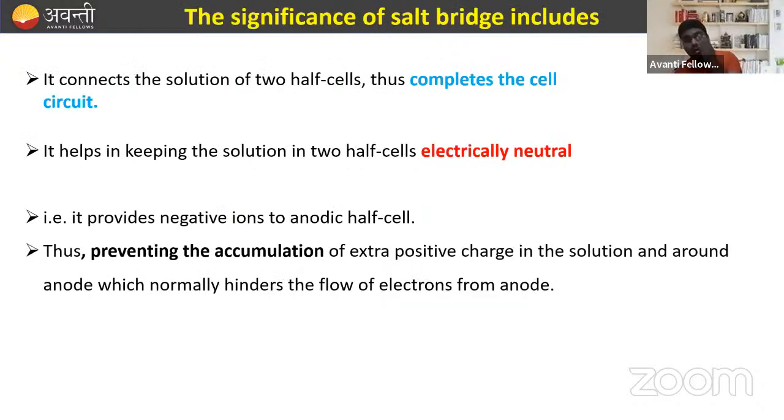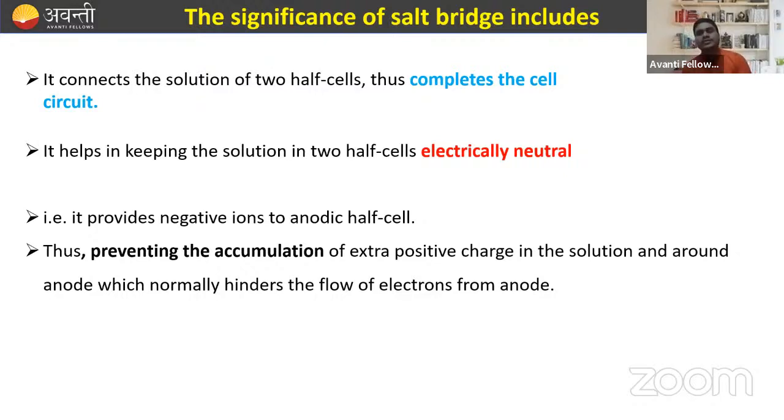Now, what is the significance of the salt bridge? What are the various significances? It connects the solutions of the two half cells, thus completing the cell circuit. This one is also very important. It also helps in keeping the solutions in the two half cells electrically neutral. So this one is also important. The first one is that it completes the cell circuit.